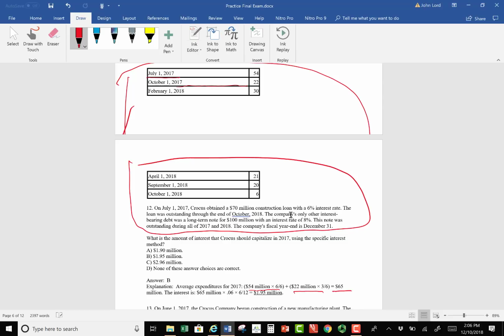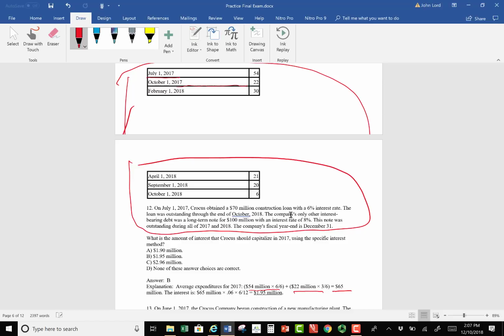65 million, and I multiply that and they tell me that they borrowed 70 million, which is more than the 65 million. So I know I don't care about these other interest rates that are in this problem, right? I use the interest rate on the specific borrowing. The loan was outstanding through the end of October 2018, so it's going to still be outstanding next year, right? Okay. Then what? The company's only other interest bearing debt was... I don't care because it's not exceeding the specific borrowing, right?